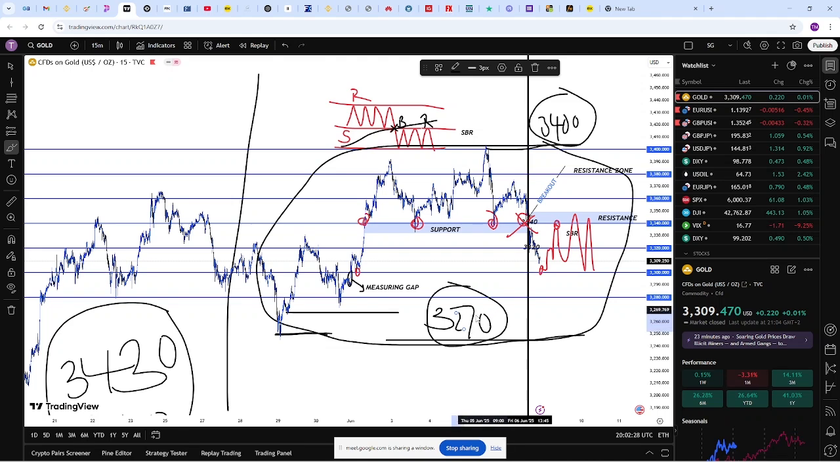I'm using a psychological line, okay, but the actual support is 3275. Check it on your machine. This is the actual support. If you have to draw it accurately, you get this one, but this one is the psychological line.